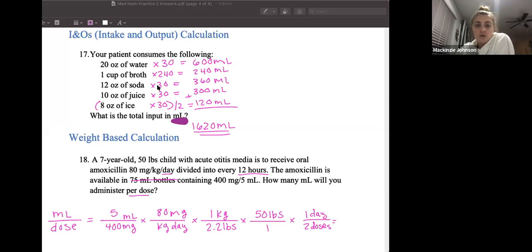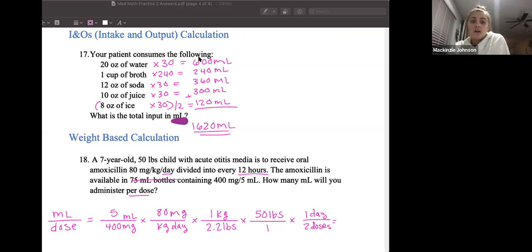So 12 ounces of soda times 30. Well, we know that 1 ounce is 30 milliliters, so we'll just times 30 by 12. It'll give us 360. And then 10 ounces of juice will give us 300, because we're just multiplying by what the single unit is. And then here, the 8 ounces of ice chips, really it's only going to be times 15 because you always divide the ice chips in half. So if it's in ounces and you want to multiply by 30 and then divide it, that's totally fine. Or if you just want to look at it and know, okay, ice is always half, so I'm just going to multiply by 15, that's fine too, and that'll give you 120.